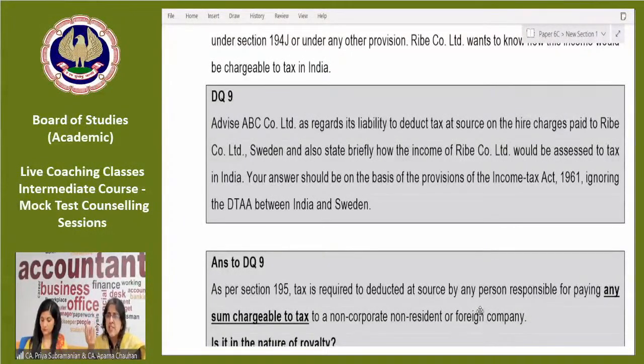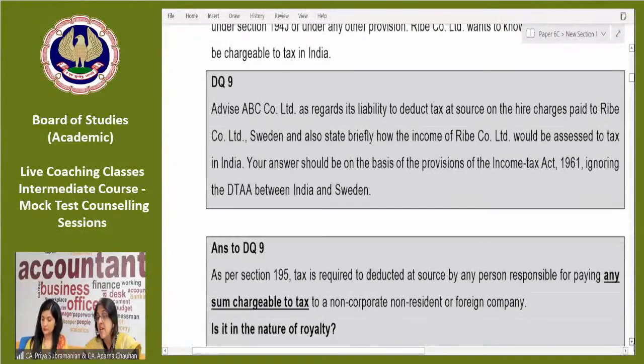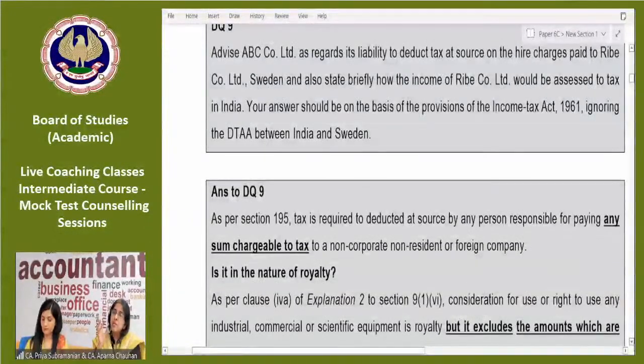So we have to first see whether the payment is chargeable to tax in India. That we have to see. And before I examine whether the payment is chargeable to tax, I must be sure about the nature of the payment. Only then I can see. In case of a non-resident or a foreign company, it would be chargeable to tax in India if it is deemed to accrue or arise in India, or if it's received in India. So if I have to see whether something is deemed to accrue or arise in India, I have to know the nature of the payment.